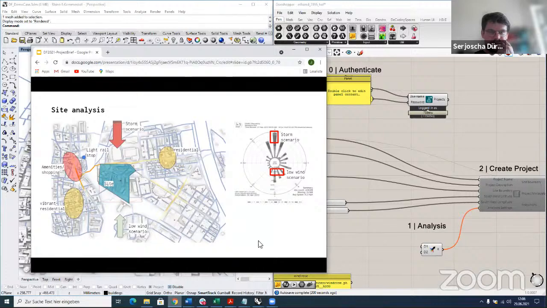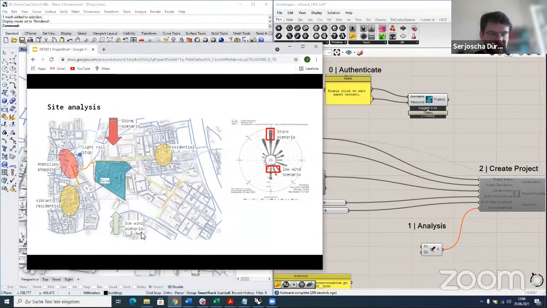I'll share screen one. Okay, so this is a quick recap of our plan. We take 2 wind directions and then some more accessibility metrics. Let's start with the wind stuff.